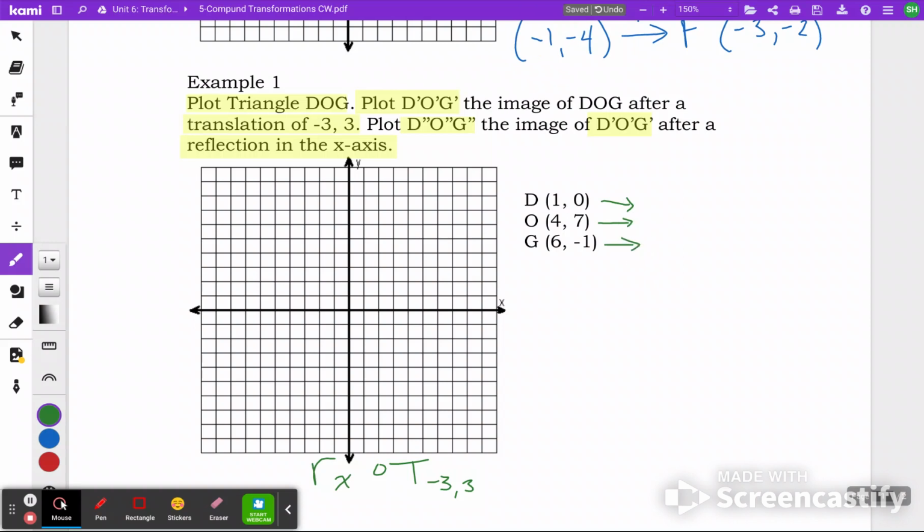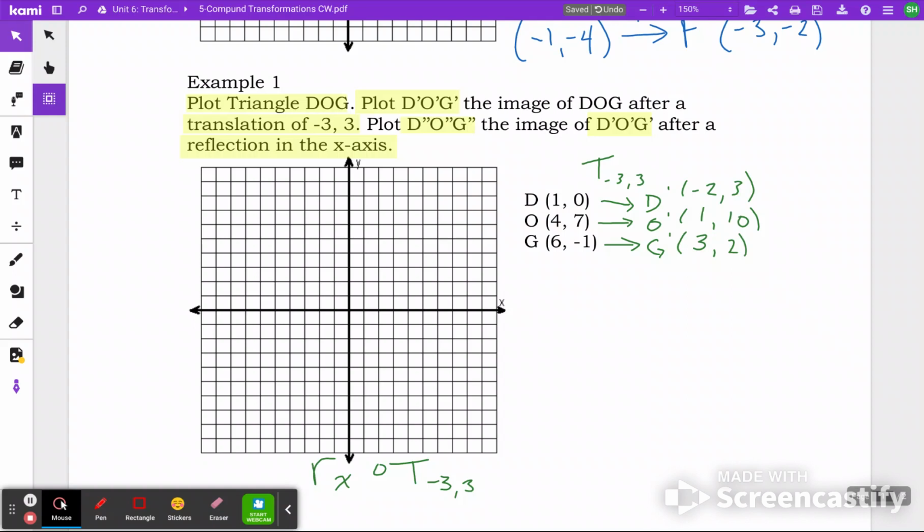So eventually I'll plot DOG, but let's actually get the coordinates for everything first. So I'm going to first perform a translation of -3, 3, which is going to get me DOG prime. So I'm going to subtract 3 from all of the x values, giving me -2, 1, and 3. And then I'm going to add 3 to all the y values, giving me 3, 10, and 2. And so that is going to be DOG prime.